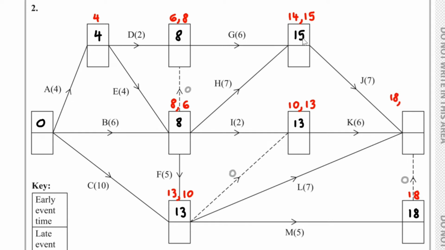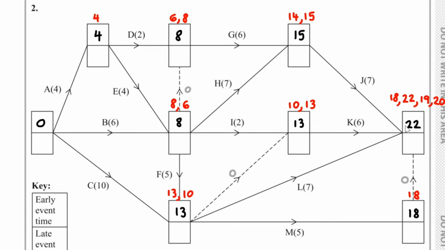We also have 15 plus the 7, which is 22. We also have 13 plus the 6, which is 19. And we also have 13 plus the 7, which is 20. The largest one is 22. So 22 goes here. We have now completed our forward passes.